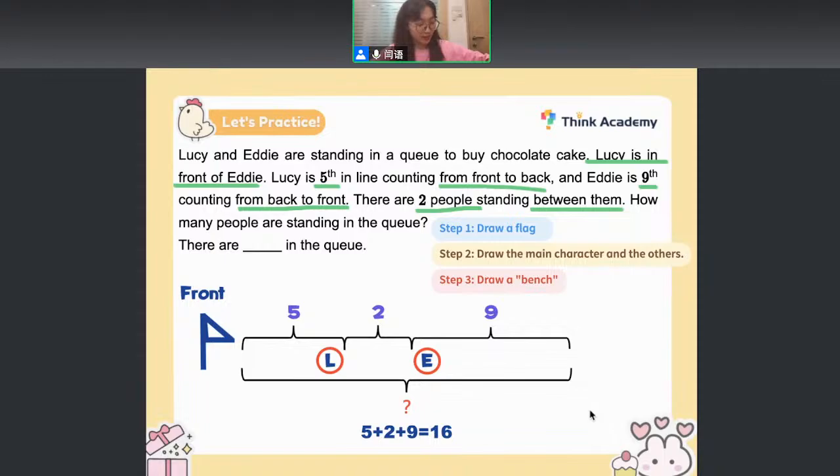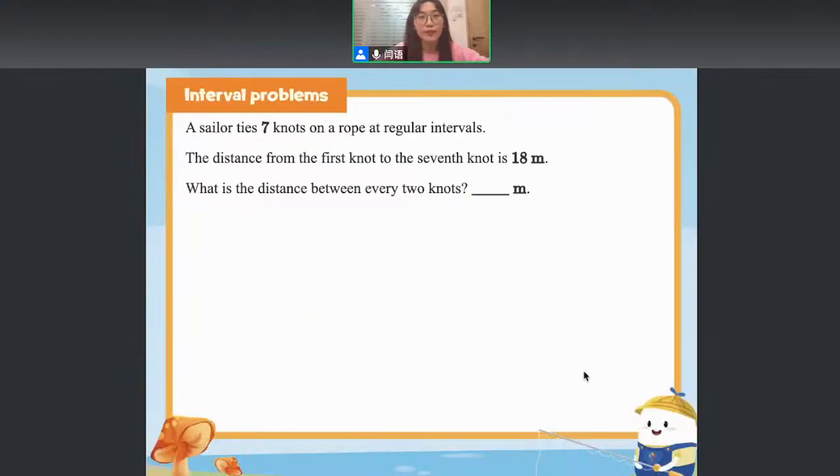So here for those students who got 14, please check your diagram. Maybe you drew it wrongly, right? 如果你的图画错了呢，后面肯定都是错的啊，所以一定要注意一边读题一边画图。When you read the question, also try to draw the diagram. Clear? Okay. Now move on to the next one, interval problems.